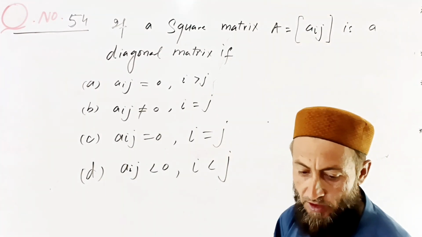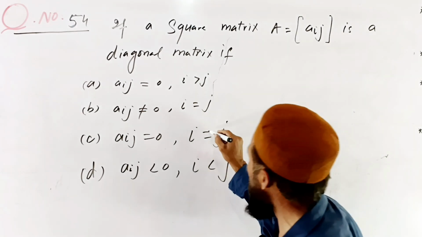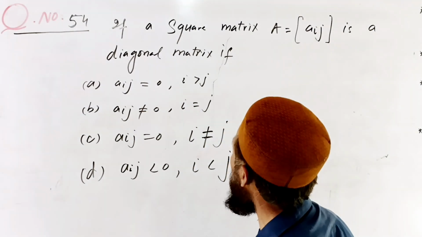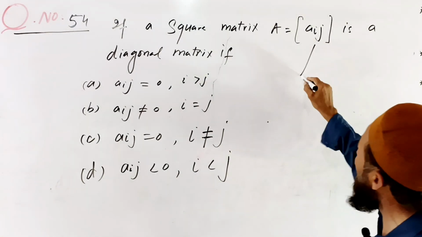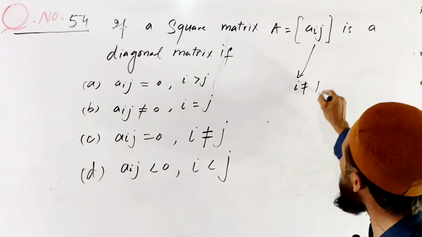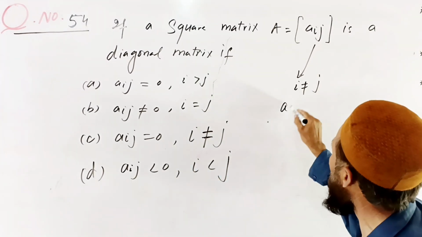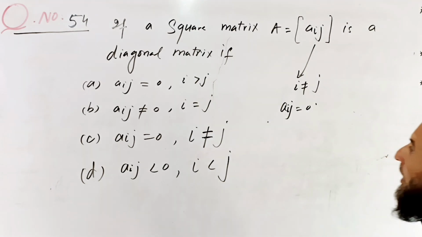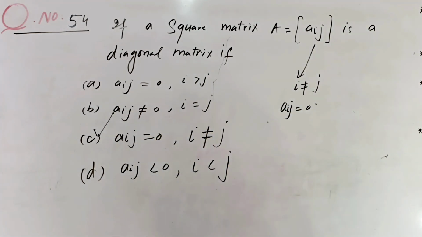So the correct answer is C. If we are applying for the diagonal matrix, i is not equal to j, and that result, Aij, is equal to 0. So that will be called a diagonal matrix. So that condition is applied for this term.